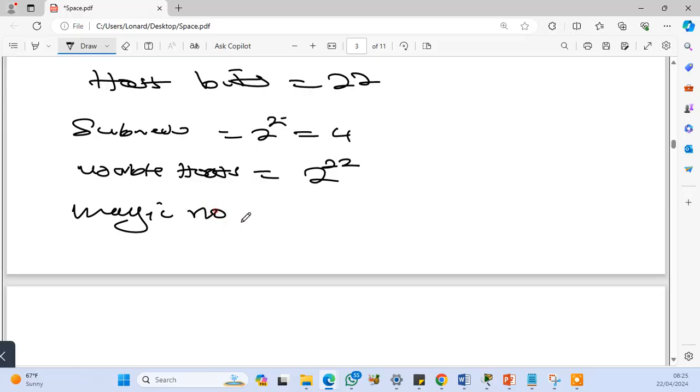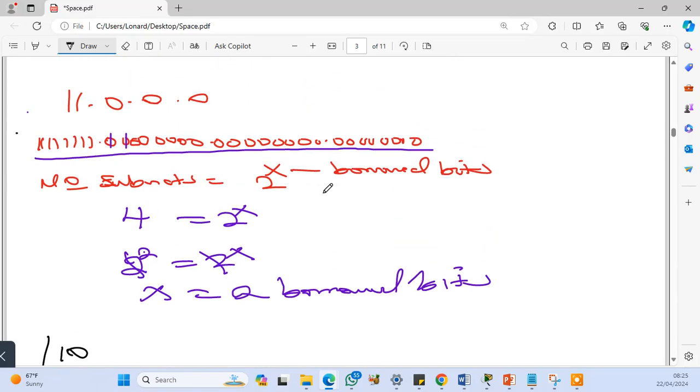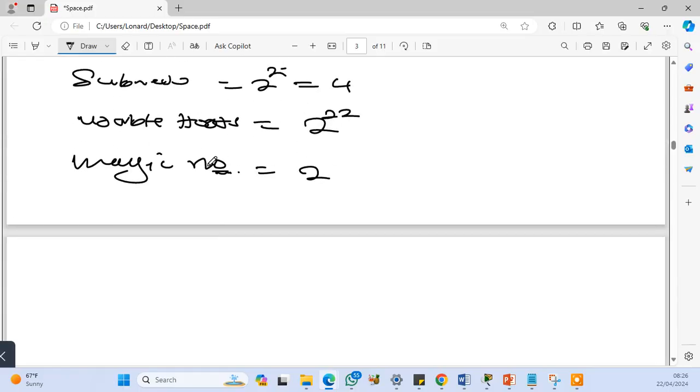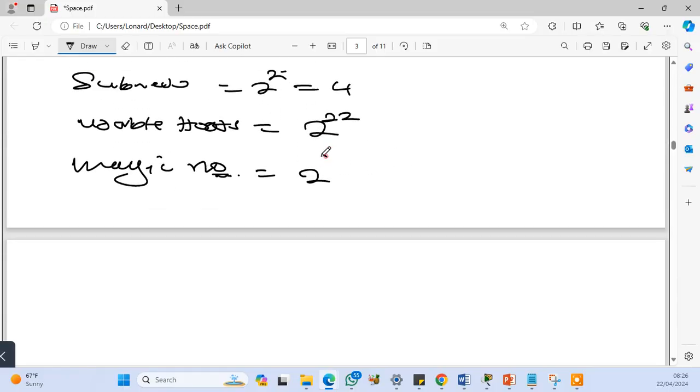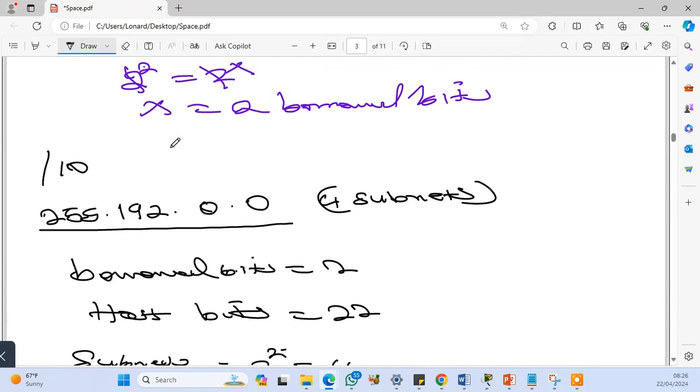And then the magic number. The magic number is going to be 2 power host bits. The host bits in an octet boundary. And our octet boundary is this one here. So the host bits in this octet boundary, they are 6. So I will come here, 2 power 6, giving us 64. So this is the difference between the 4 subnets. So once you have all this information, then you can populate the table.